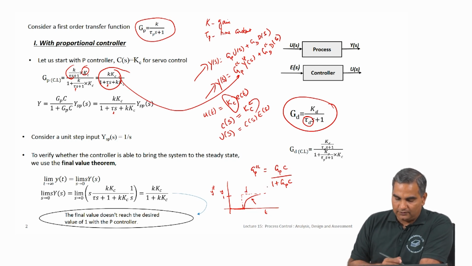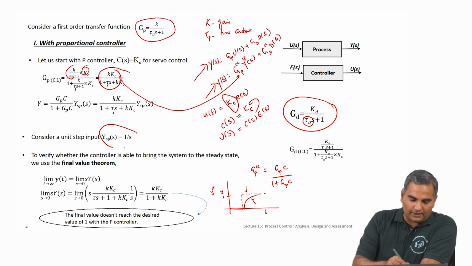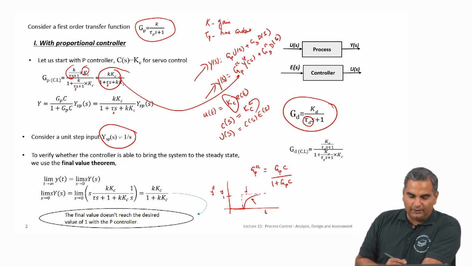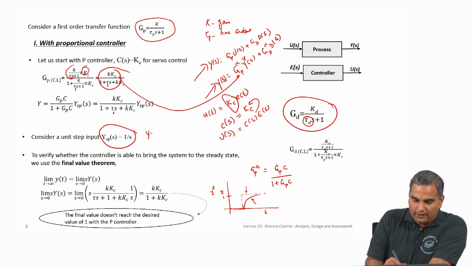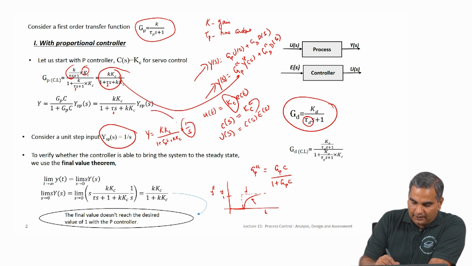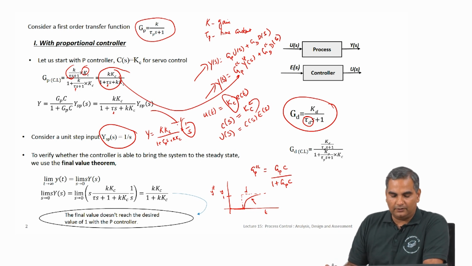So, if I am going to give a step input in y set point, then from before we know that the Laplace transform of that is 1 over s. So, basically what I will get is this equation, y is K Kc divided by 1 plus tau P s plus K Kc times 1 by s. This 1 by s comes because I have given a step input to the set point.